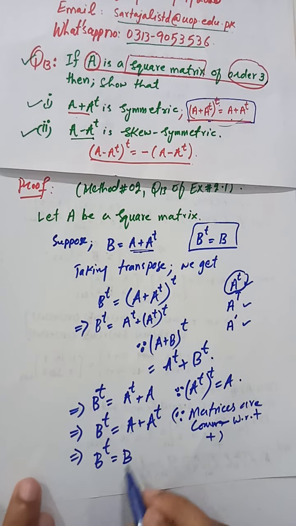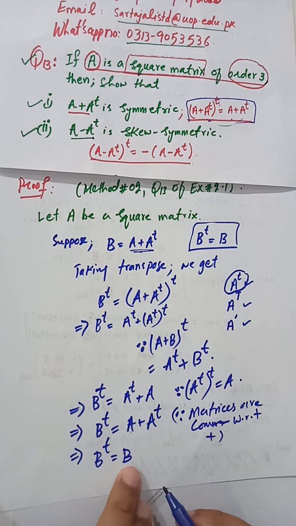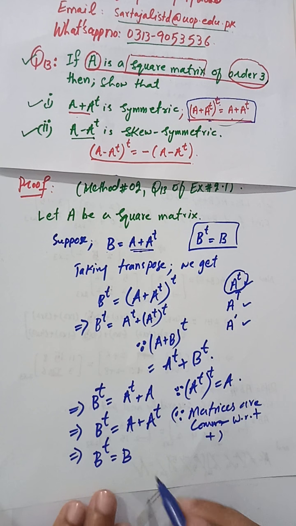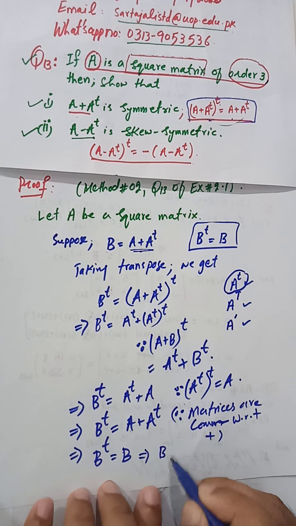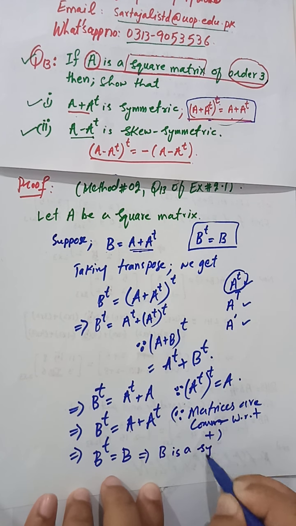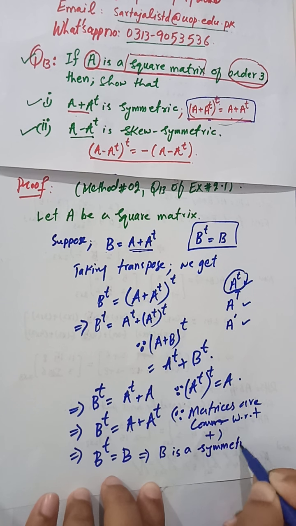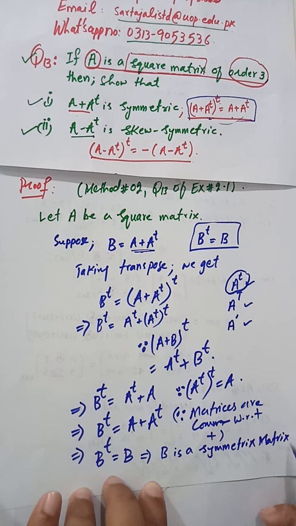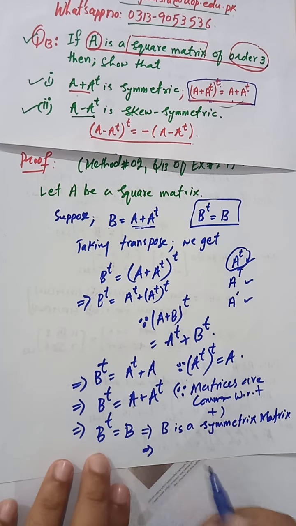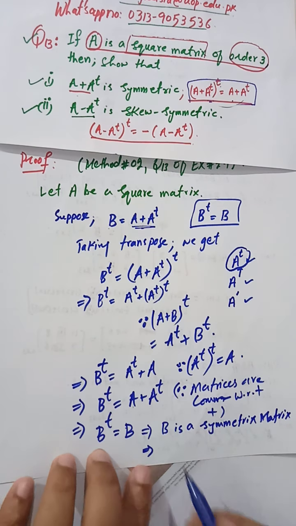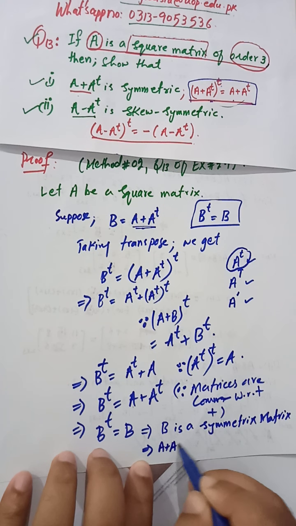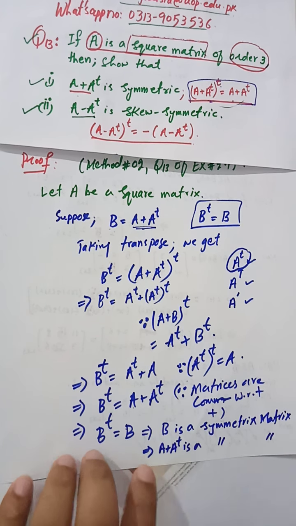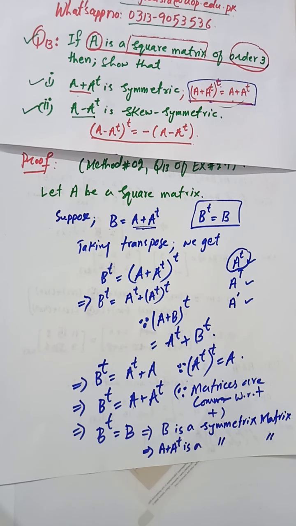So you see that when the transpose of a matrix is equal to that original matrix, that matrix is called a symmetric matrix. So this implies that B is a symmetric matrix. So if B is a symmetric matrix, and B is equal to A plus A transpose, this implies that A plus A transpose is a symmetric matrix. So this is the proof of part number 1.